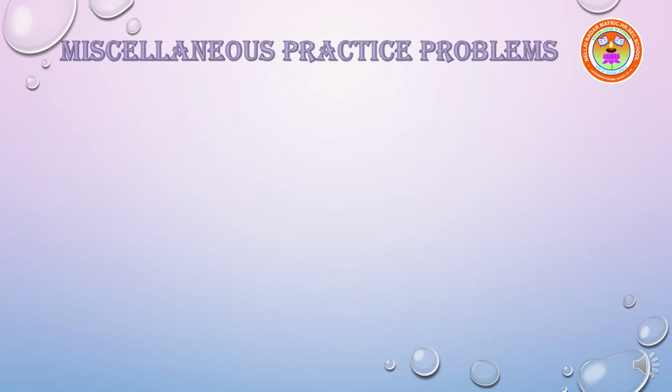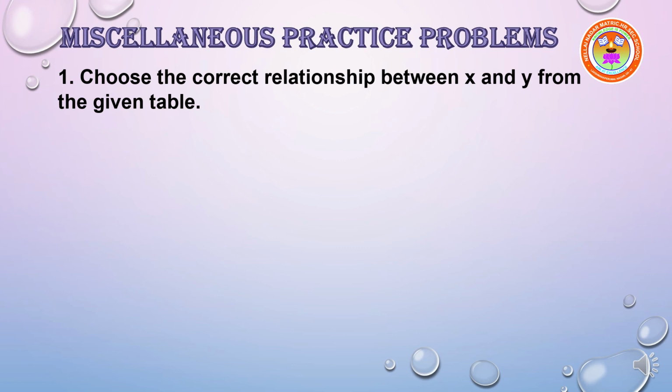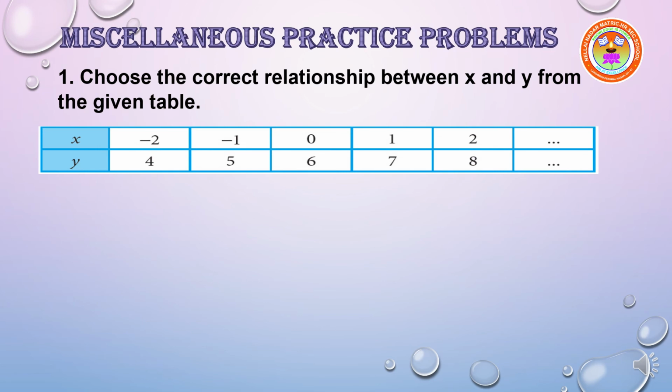Now, miscellaneous practice problems. First one, choose the correct relationship between x and y from the given table. So, this is already done. What we are going to do is take the x value and substitute in the corresponding options, and find the correct option.